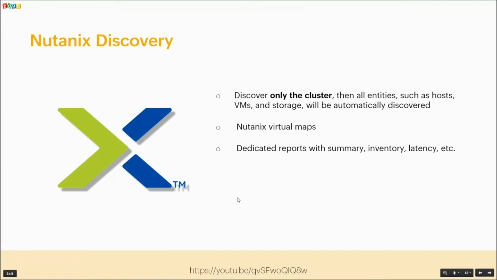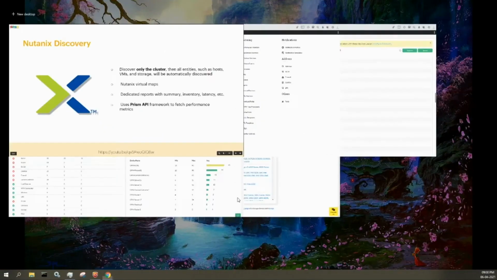OpManager provides you with dedicated reports with summary, inventory, latency, etc. If you want to know more about the Nutanix-based discovery and how it works with a live example, you can visit the link given at the bottom of the presentation slide. For Nutanix discovery and monitoring, we use the Prism API framework to fetch the performance metrics of the virtual machines and devices under your Nutanix cluster.